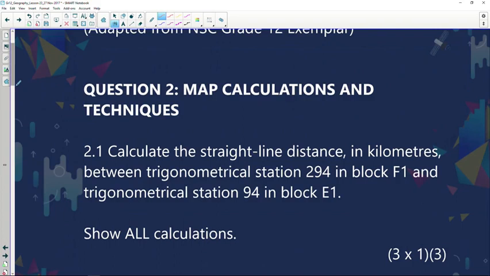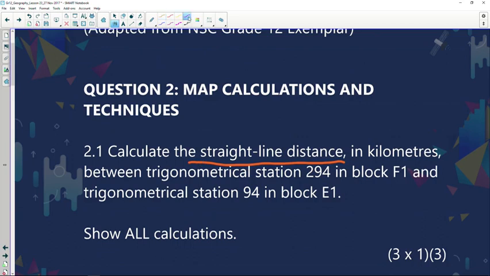Now if you look at question 2.1, the first question: calculate the straight line distance in kilometers between the trig beacon 294 in block F1 and the trig beacon 94 in block E1. Now very important over here, they ask for all the calculations.